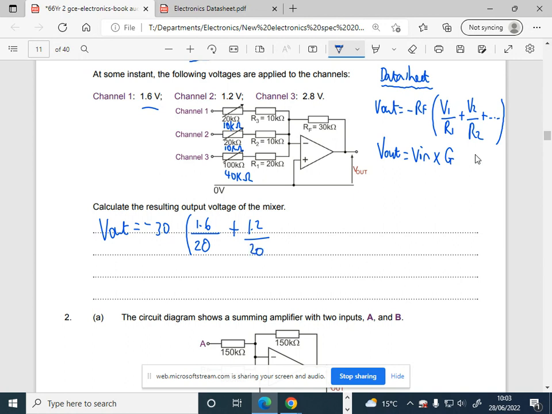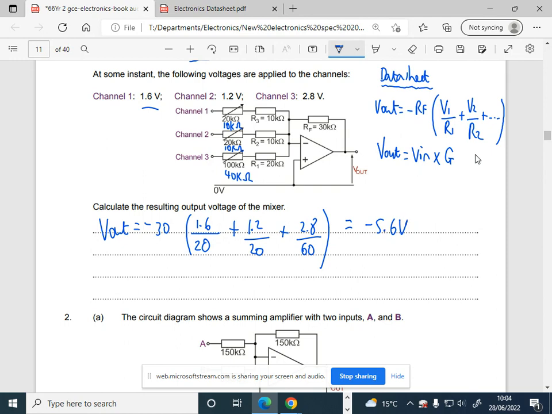Feel free to pause me and write the third one in if you want. And then obviously you can unpause me. Plus 2.8 over 60. Does that make sense? 40 plus 20 is 60. Okay, press equals on your calculator to push them all in. You might want to just try this yourselves. Minus 5.6 volts is your answer.